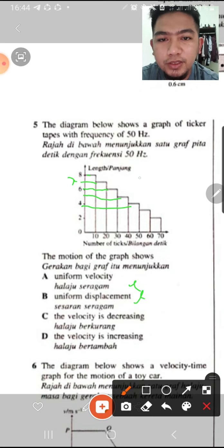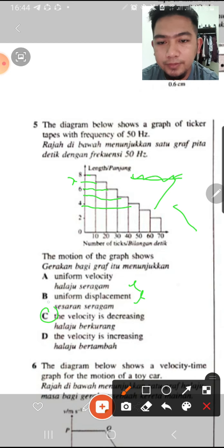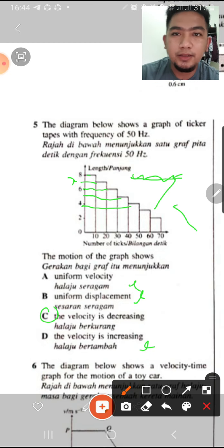If it is uniform velocity, it must be a straight line, because this is a displacement over time graph, which is different. For a displacement over time graph, uniform velocity looks like this, but this graph goes downward. So the velocity is decreasing. Yes, of course. The velocity is increasing is wrong. So the answer is C.